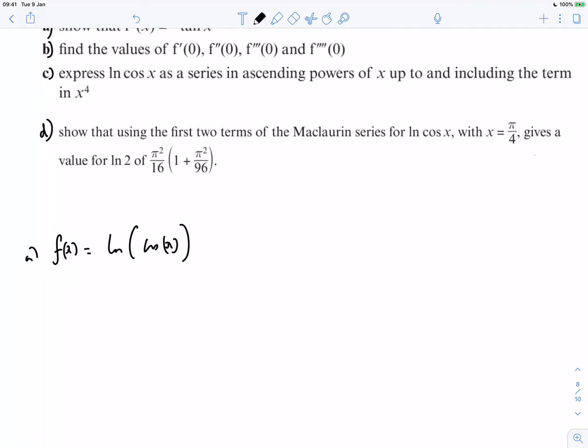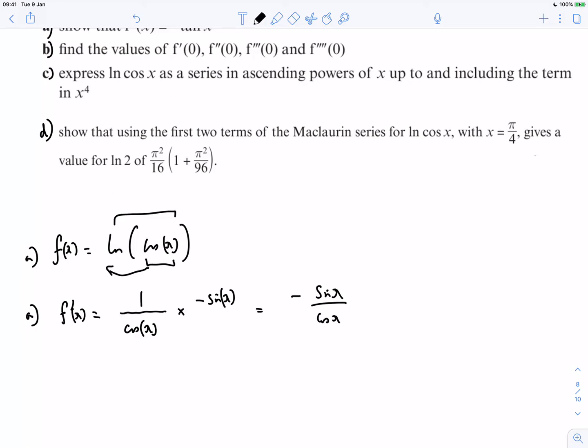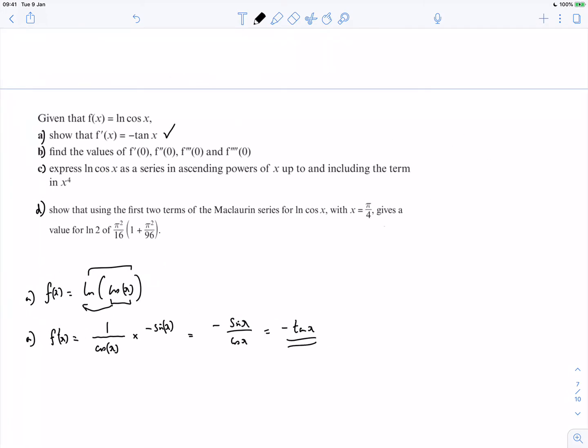So for part A, we're going to have to do the chain rule. So f dash of x is, well, ln of something becomes 1 over that something when you differentiate it, so that's 1 over cosine x, and then that's multiplied by the chain rule, this argument differentiated and brought outside. Cosine differentiates to minus sine of x. If I tidy this up, I've got minus sine x over cosine x, and sine over cosine x is just tan of x, so minus tan of x. And that's exactly what we wanted to show.